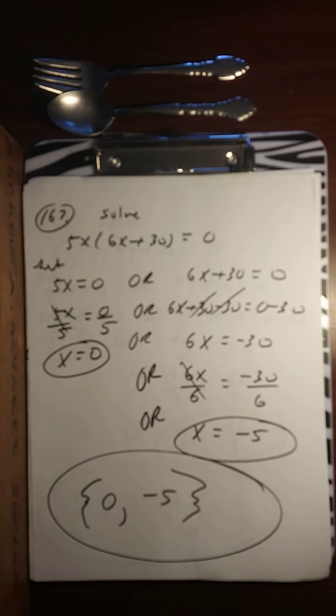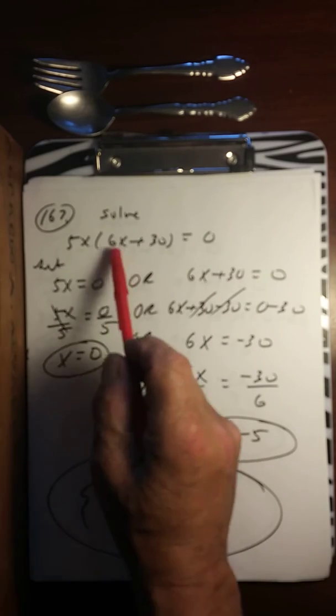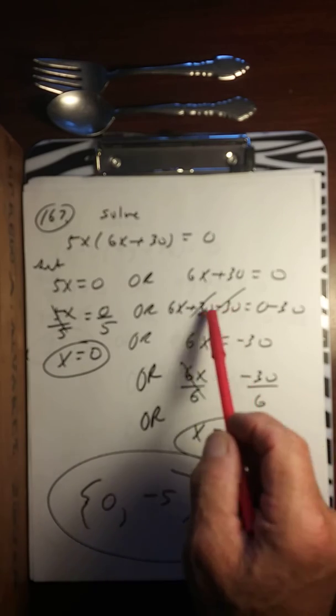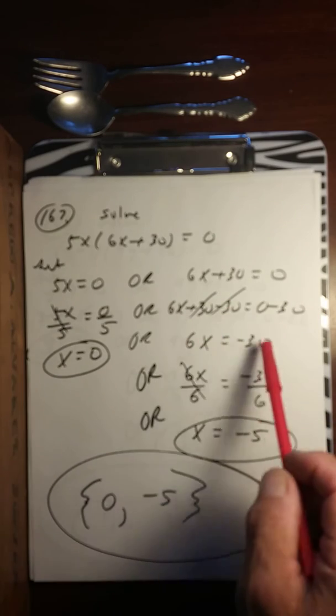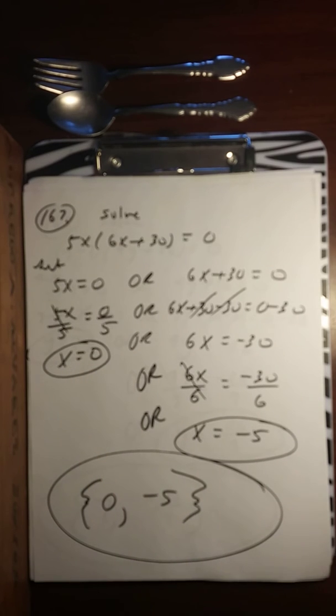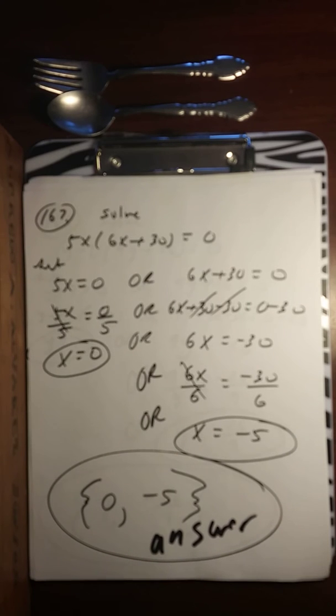This one. Solve this. 5x times that equals 0. Well, same thing. Set it up. First one equals 0. Second one equals 0. So divide by 5, divide by 5. X equals 0. And minus 30 on the other, 6x minus 30. Divide by 6, divide by 6. So x is 0 and negative 5. So the answer is what? 0 and negative 5. Both answers. Okay?